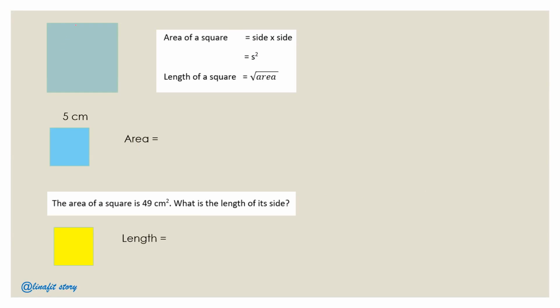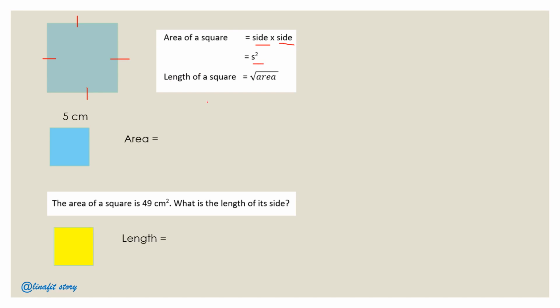This is a square. A square has 4 equal sides. How to get the area of a square? It is side times side, or side squared. In other words, the area of a square is the product of the length of each side with itself. How to get the length of a square? Find the square root of the area.